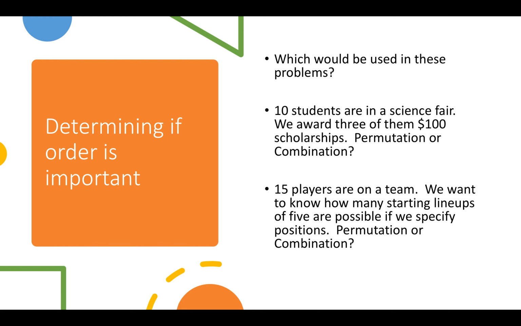If the problem had said, okay, 10 students at our science fair, and we're going to assign them first place, second place, and third place awards, that's a permutation problem because I'm treating them differently. They're getting different awards. 15 players are on a team. We want to know how many starting lineups of 5 are possible if we specify the position they're playing. That's a permutation because we're assigning them specific positions in that starting lineup.